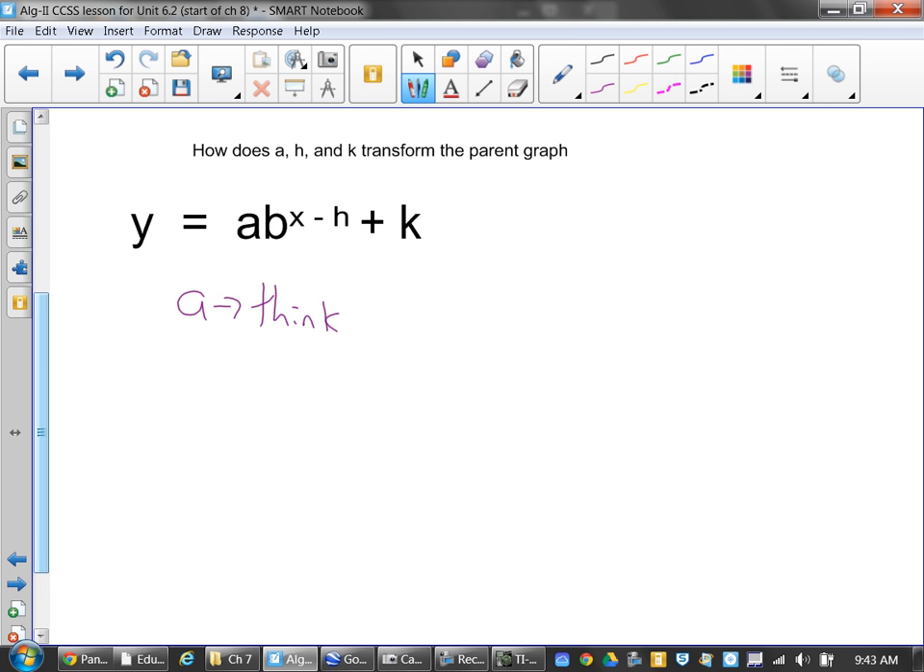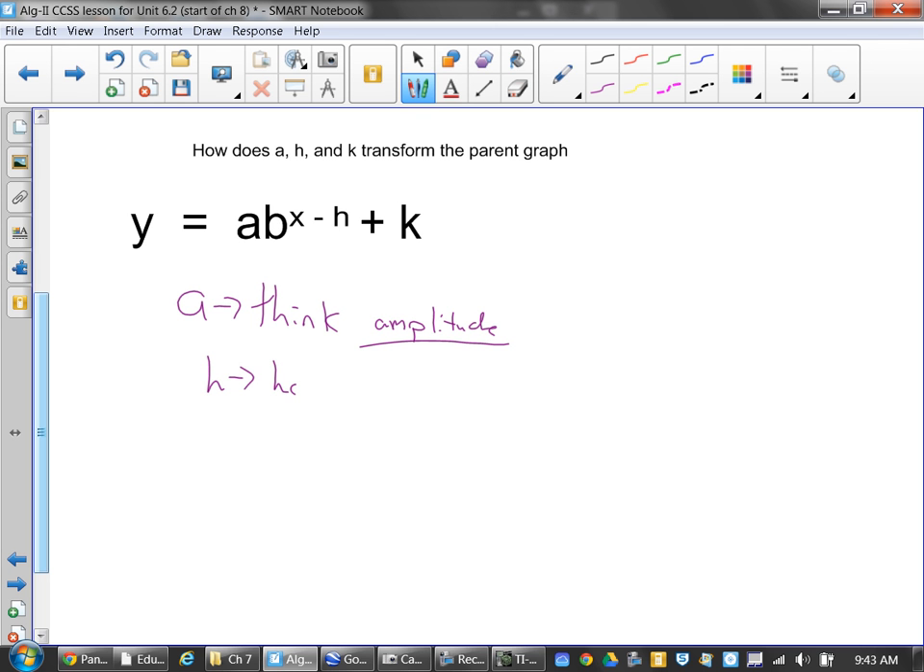How do I say that? Think of it as an amplitude, yeah. Amplitude comes in, the word amplitude becomes more prevalent when we deal with trig, but I like how you're saying it in terms of height. Think of it in terms of height.